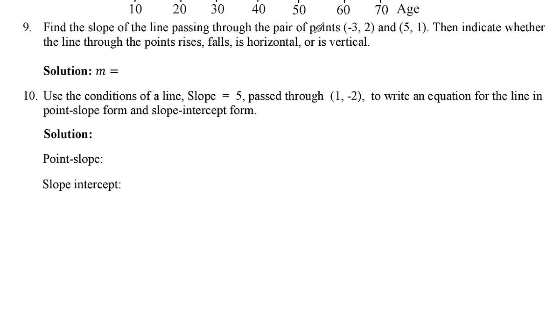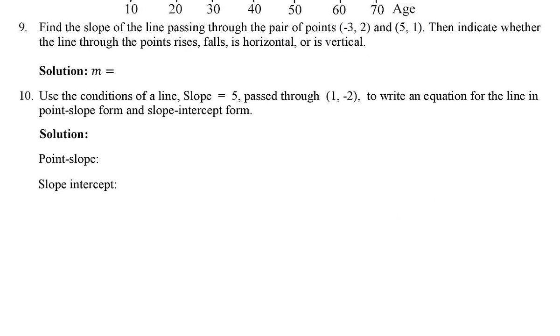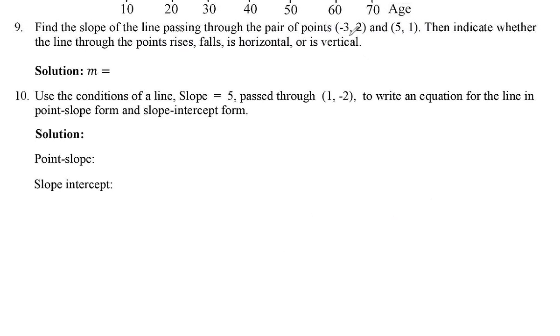Find the slope of the line passing through these points and indicate whether the line rises, falls, or is horizontal or vertical. Okay, so we can label these points x1, y1 and x2, y2. First x, first y, second x, second y. Then your slope, remember, is the difference in the y's, y2 minus y1, over the difference in the x's, x2 minus x1.